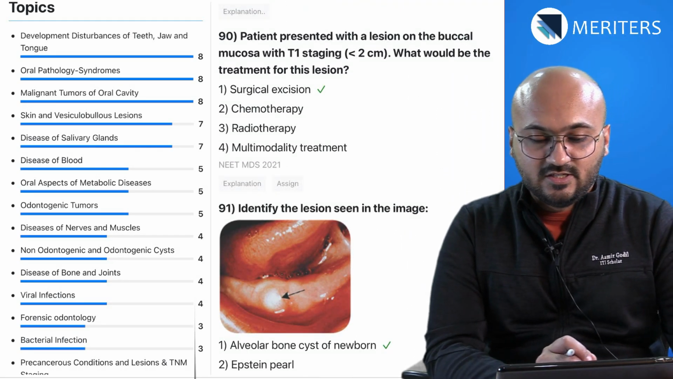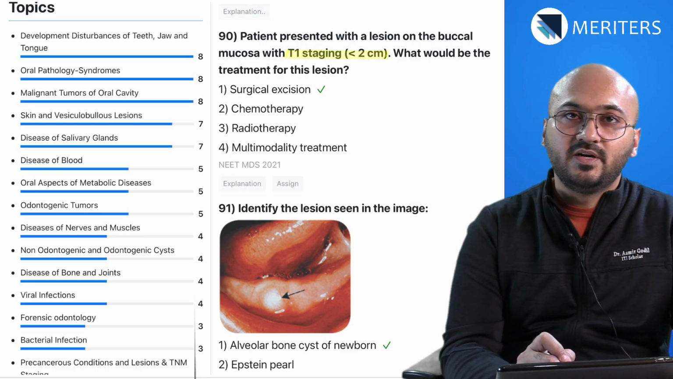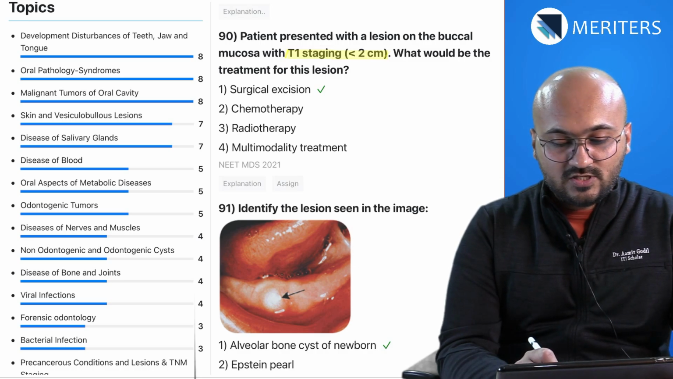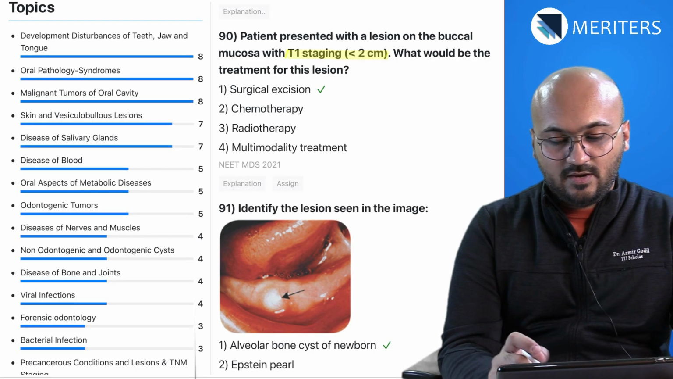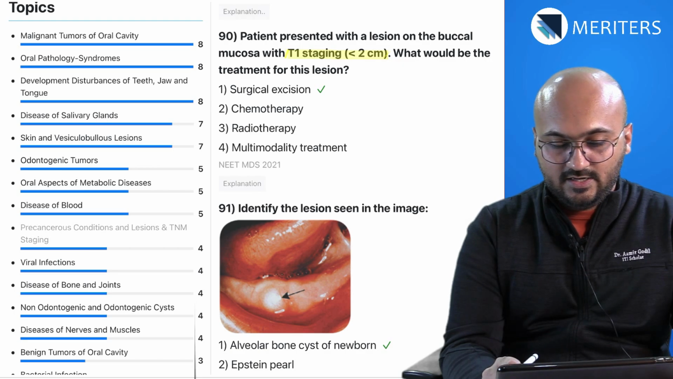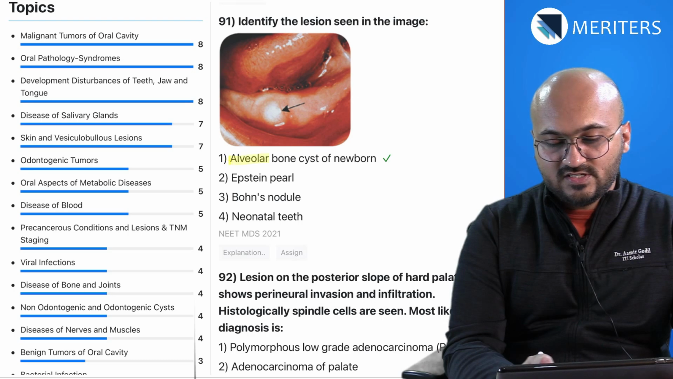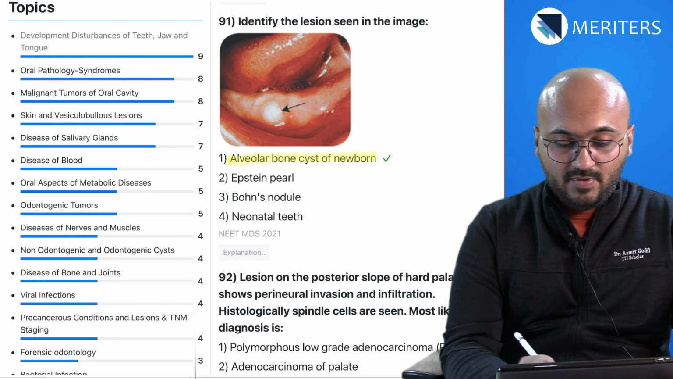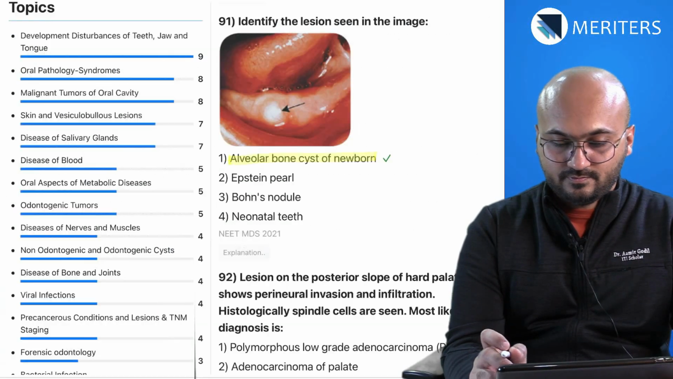Right, now this question, patient presented with a lesion on the buccal mucosa with T1 staging, what should be the treatment? That is important, okay? TNM staging is something that usually students will ignore, and this has to be properly understood. So look at all the TNM staging notes and make sure that you are answering this correctly. Identify the lesion. Now that's alveolar cyst of newborn, and it's very easy to confuse with the other options given. Make sure you read the explanation here and go through the video.